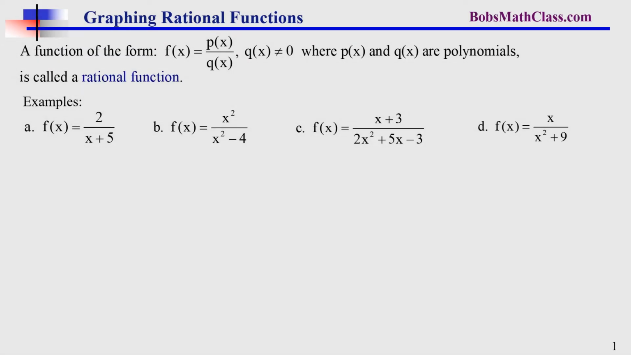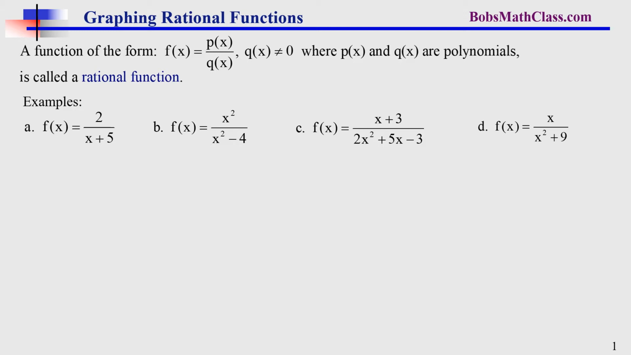Welcome. This video is on graphing rational functions. A rational function is basically a fraction. So here's a function in the form f of x equals p of x over q of x. We just have to say that the denominator q of x cannot be 0, and p of x and q of x are polynomials.